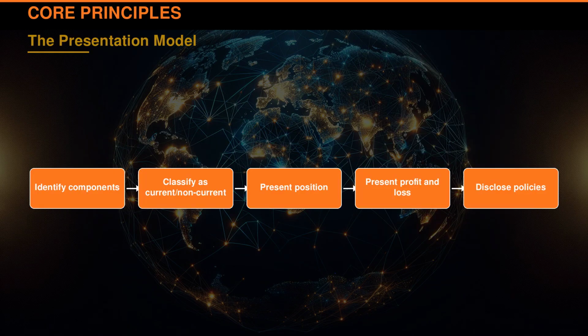The presentation model in Indian Accounting Standard 1 guides the structured presentation of financial statements through 5 vital steps. This ensures stakeholders receive complete and comparable information. We'll follow Meridian Corporation, which signs a $10 million SaaS subscription contract with Acme Incorporated, $8 million for software and $2 million for services. This example will demonstrate how the model transforms complex transactions into a clear financial narrative.